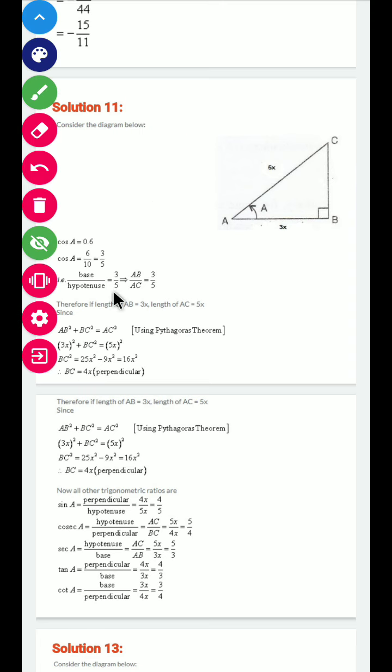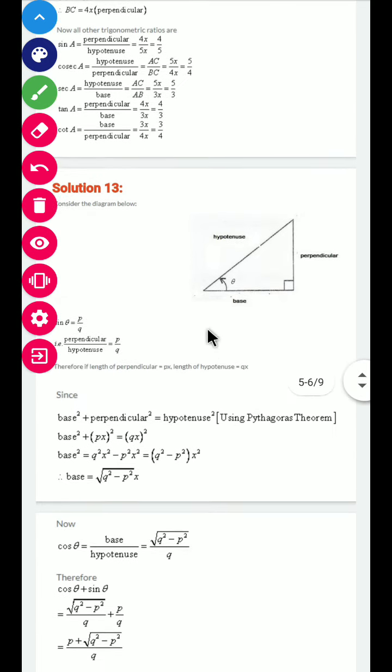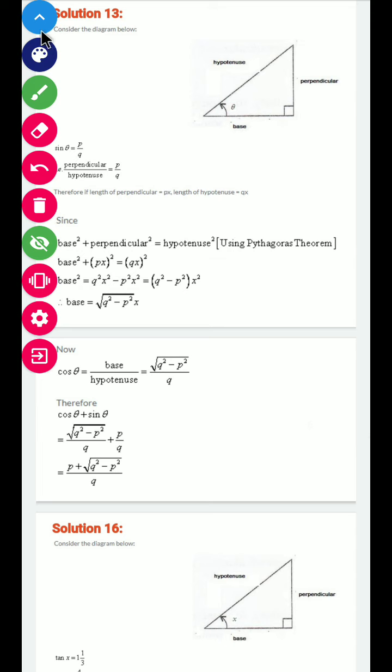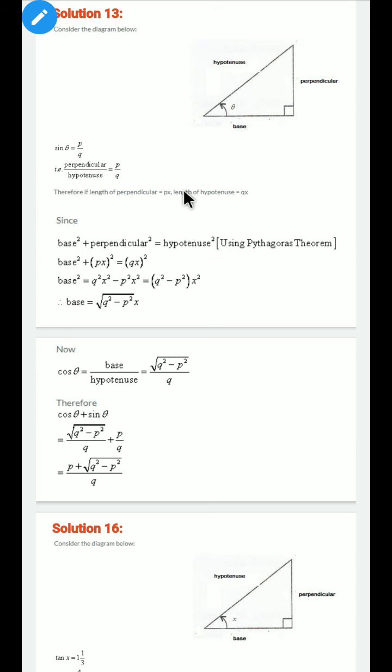Now go to the next problem, question number 13. Question number 13 is given here, sin theta is equal to P by Q. Suppose this is angle theta and this is 90 degrees. Opposite of this 90 degrees will be the hypotenuse. So this one is the hypotenuse. Suppose this is A, B, C. So AC is the hypotenuse, and according to this angle, opposite of this angle will be the perpendicular. That means BC is the perpendicular, and the base is AB. Clear?